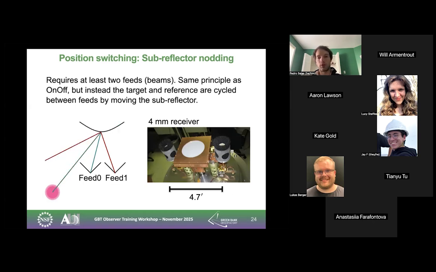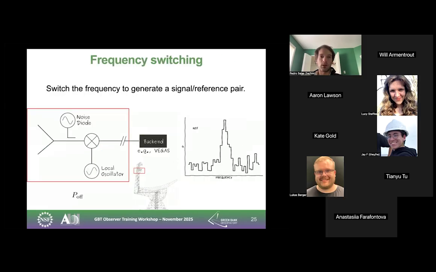And just to show another one of the GBT receivers, we have the 4 mm receiver or W band, which is also a two-feed system. These are the two feeds. The thing in the middle is for calibration purposes. And in this case, the two feeds are separated by roughly 4.7 arcminutes. And that covers position switching.